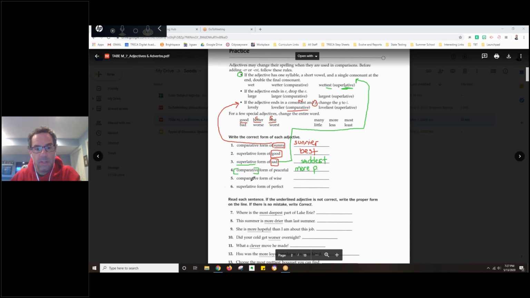Number 5 says comparative form of wise. So wise is a short word, so we don't have to go up to the other rules.